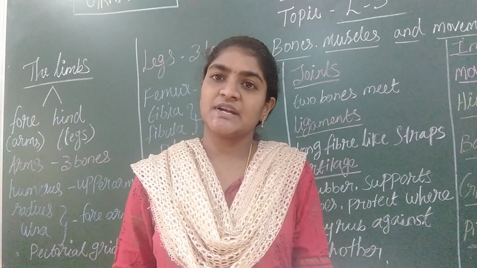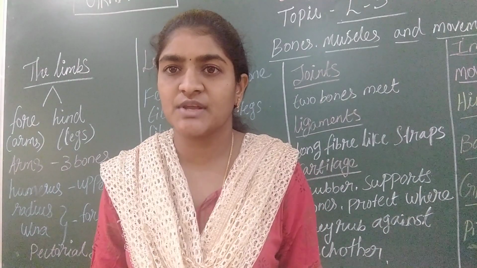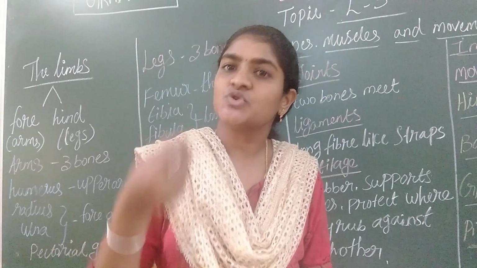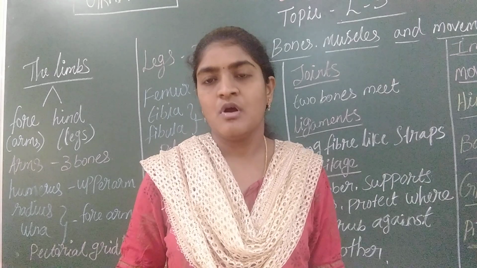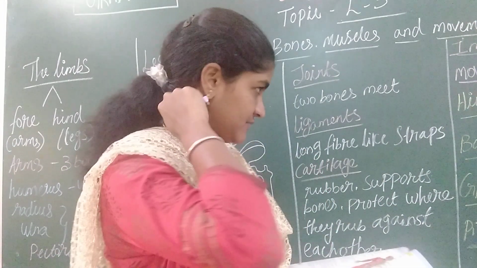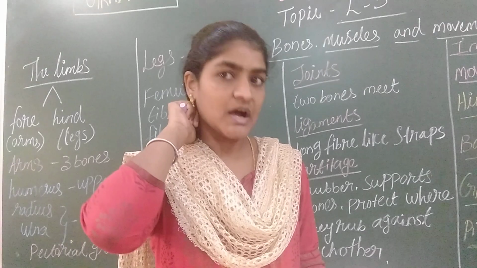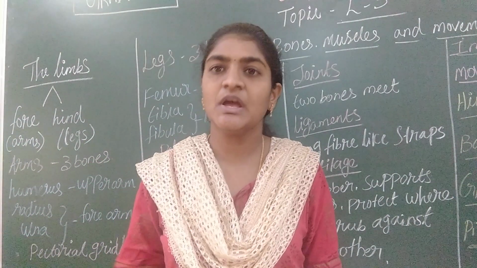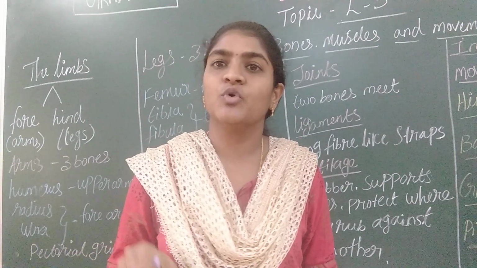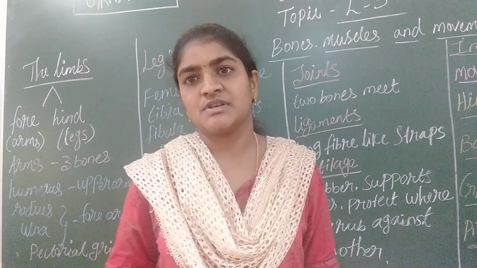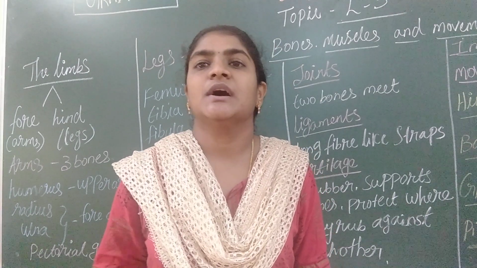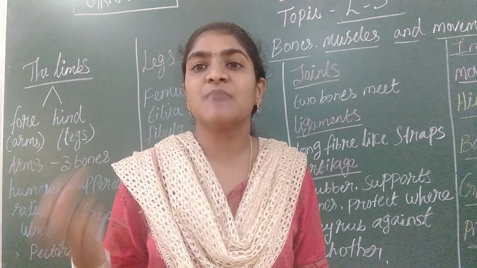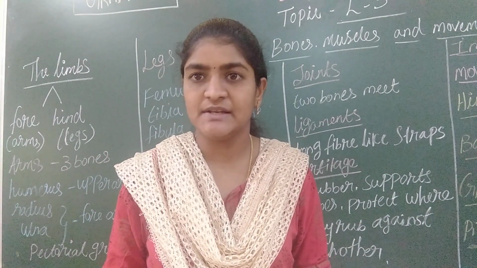Next, we studied the backbone. The backbone has 33 bones. It is a small ring-shaped structure. All the bones join together and form the backbone. This backbone connects to the skull and ends at the down hip region. Inside the backbone there is a spinal cord, which helps to send information to the brain. This backbone protects our spinal cord.